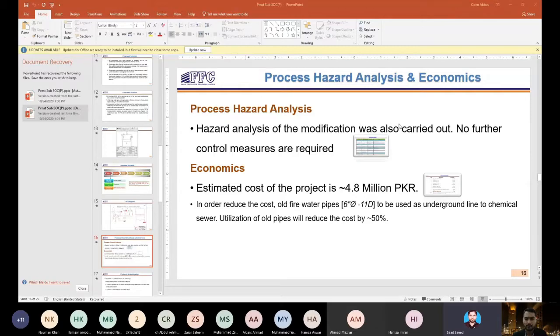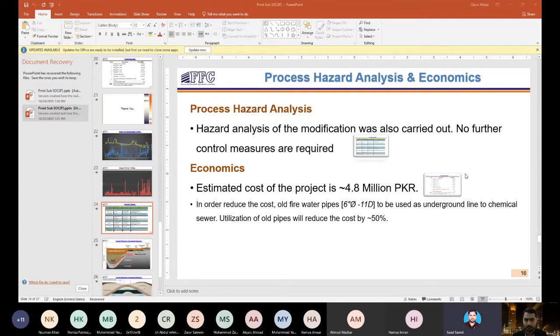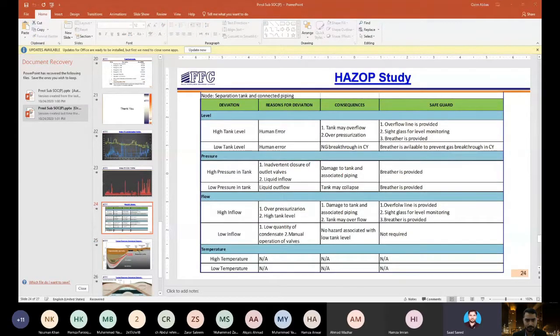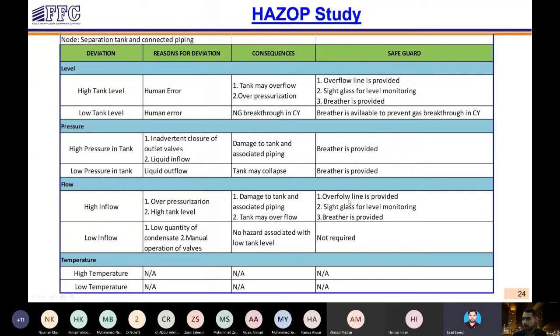So breather is available. Sorry to interrupt. The hazard analysis table is not being displayed right now. It is showing the process... yes, it's not being displayed. Okay. Is it clear now? Yes, yes. Please continue. Okay. Sorry.